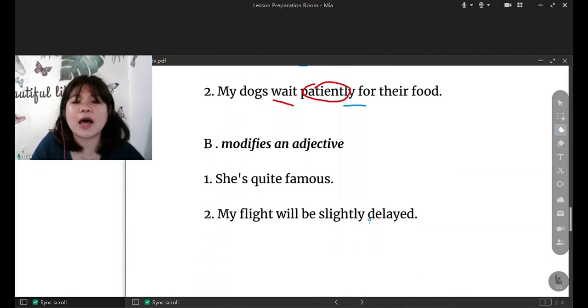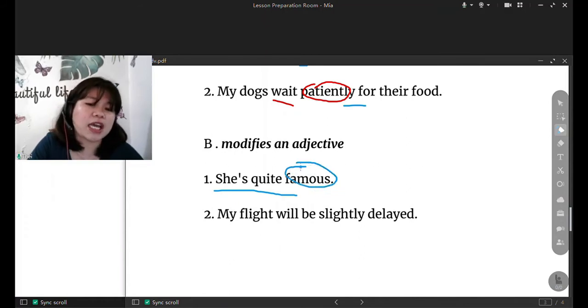Now, let's go to the second one. It states: modifies an adjective. Again, an adjective describes a noun. Okay, she's quite famous. So our adjective here is famous, because it describes the word she. Now it adds more value because of the adverb, which is quite. So this one here comes before the adjective.